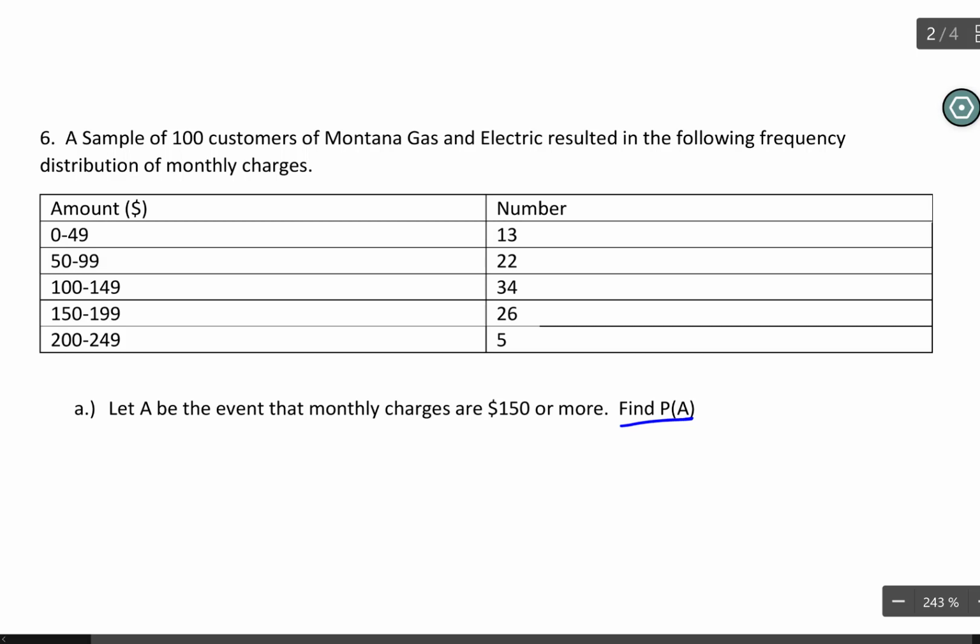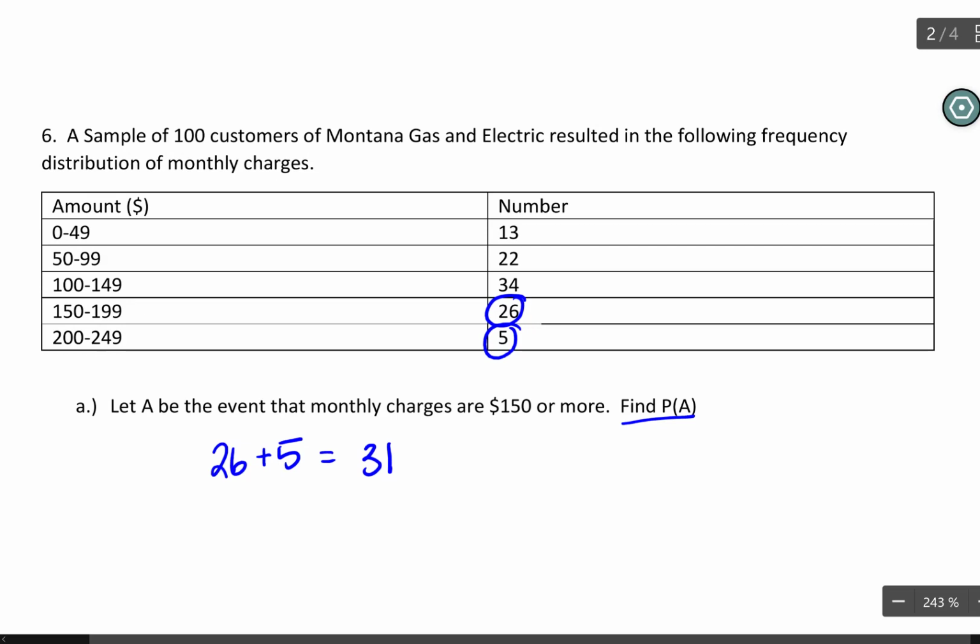So we want to find the probability that of these 100 people, they are going to be paying more than $150. So the first thing we need to do is look at our table and figure out how many people paid more than $150. So 26 people paid between $150 and $199, and 5 paid between $200 and $249. So 26 plus 5 gives us 31 people. Those 31 people paid more than $150.